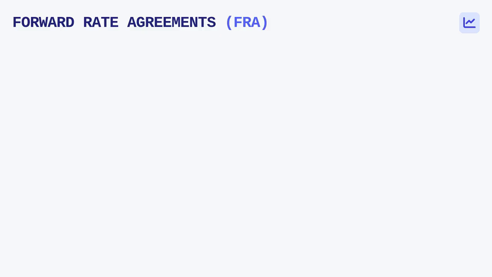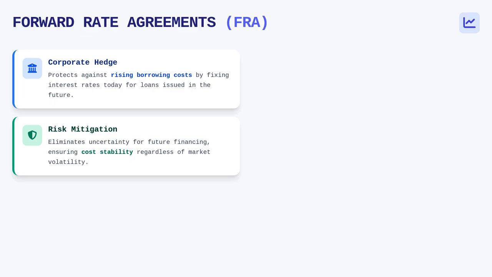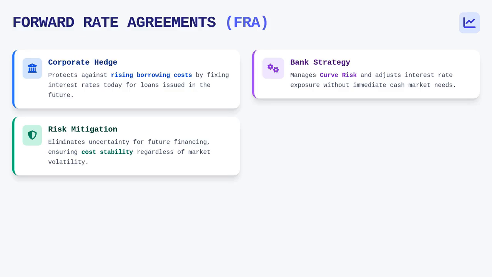Banks utilize these instruments to provide customized interest rate protection to corporate clients who fear rising borrowing costs. For a company expecting to take out a loan in 6 months, an FRA provides a hedge that effectively fixes the interest cost today, regardless of how the market moves before the loan is issued. From the bank's perspective, these contracts are tools for managing curve risk, allowing them to adjust their exposure to shifting interest rate expectations without needing to tap the physical cash markets immediately.